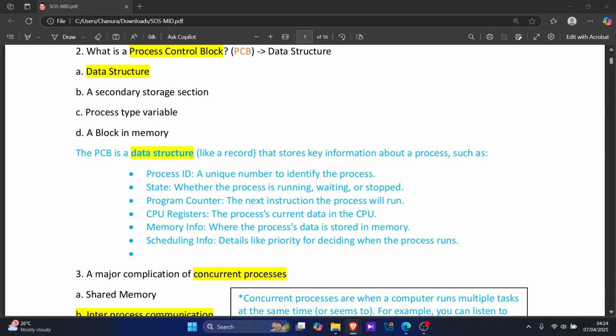But wait, let me think again. The question's options are a bit tricky. The options are all possible answers. But the explanation given in the problem text directly says the PCB is a data structure that stores key information. So the answer is clearly a data structure. The other options don't fit. So, the answer is a data structure.